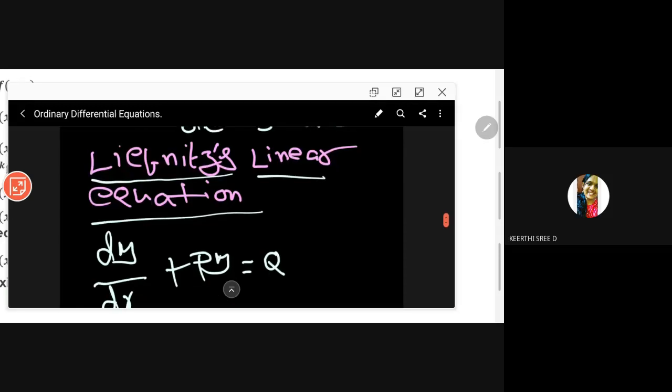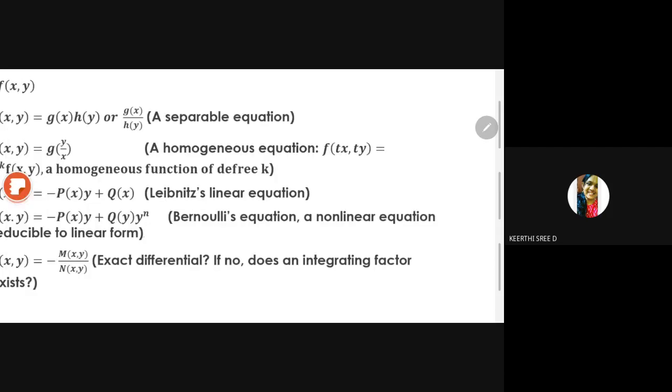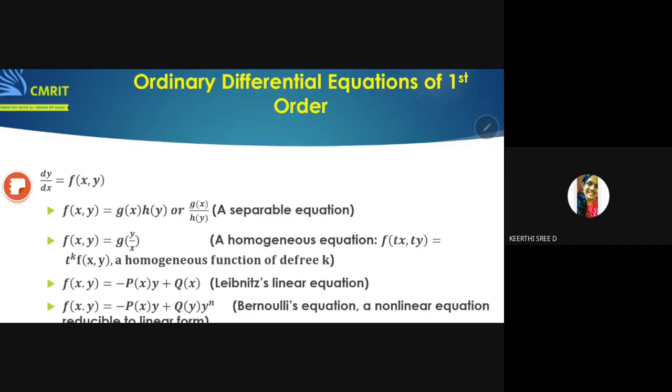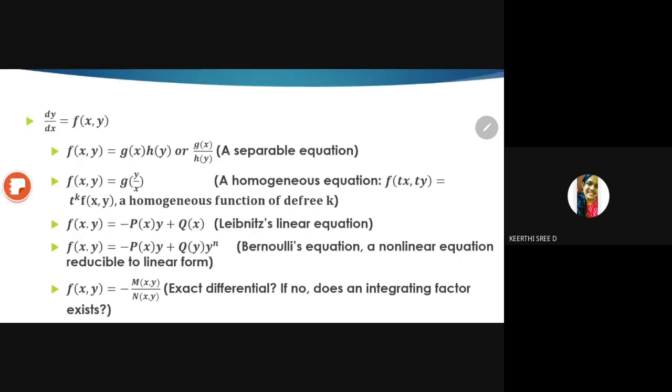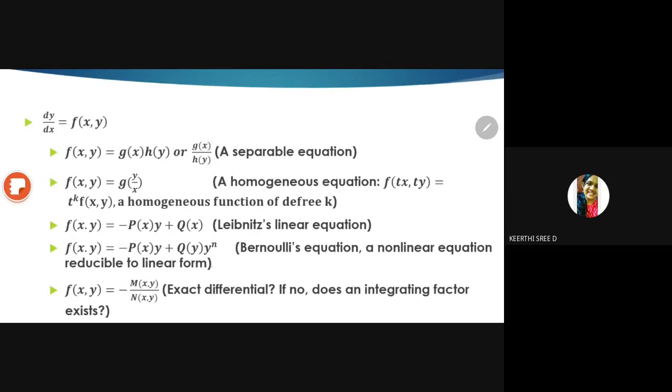That's about this part. So we have now seen the separable equation, homogeneous equation, and some non-homogeneous equations that reduce to homogeneous equation. See, when we are dealing with a homogeneous equation, it is always reducible to the separable form. And non-homogeneous equations that are reducible to homogeneous can again be reduced to separable form.